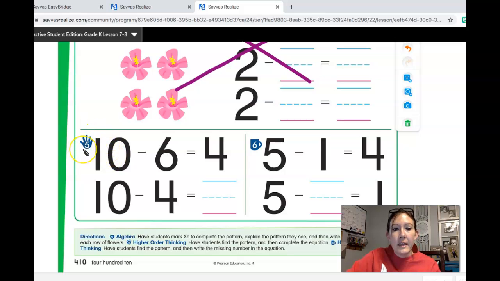We're going to look at number 5 handprint, and I'm going to show you another pattern that we can find when we subtract. Let's look at this equation. 10 minus 6 equals 4. Let's try that on our fingers together. 10 fingers up. Minus 6. That means take away 6 fingers. 1, 2, 3, 4, 5, 6. How many fingers do you have left up? That's right, 4. See? The answer is 4. 10, take away 6 equals 4.